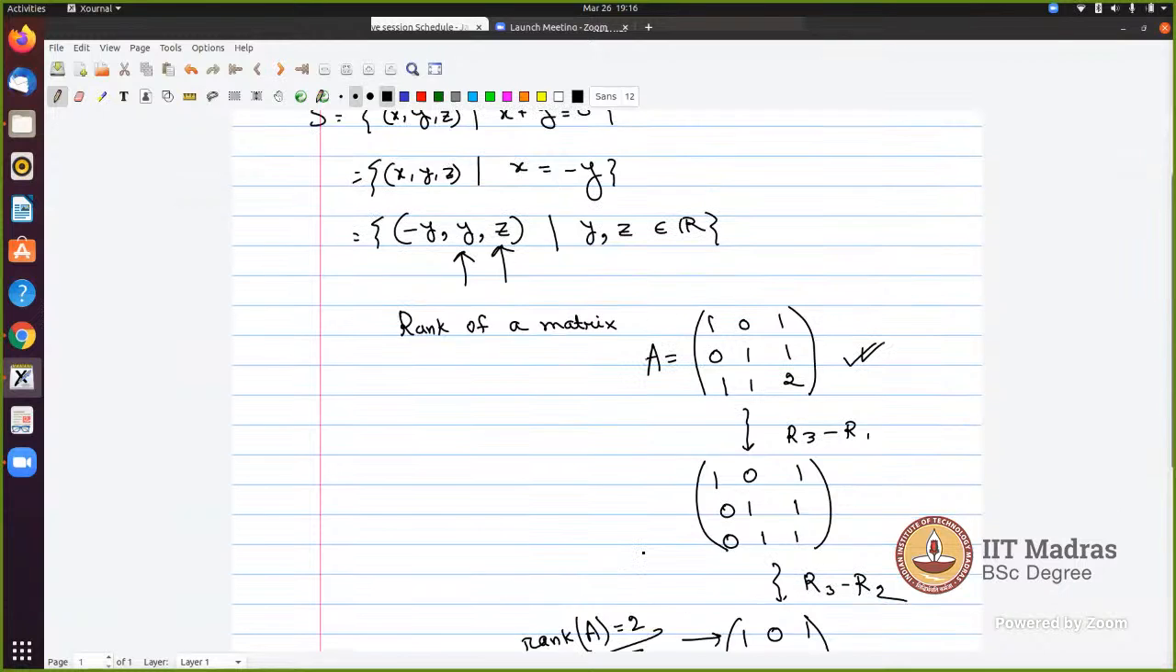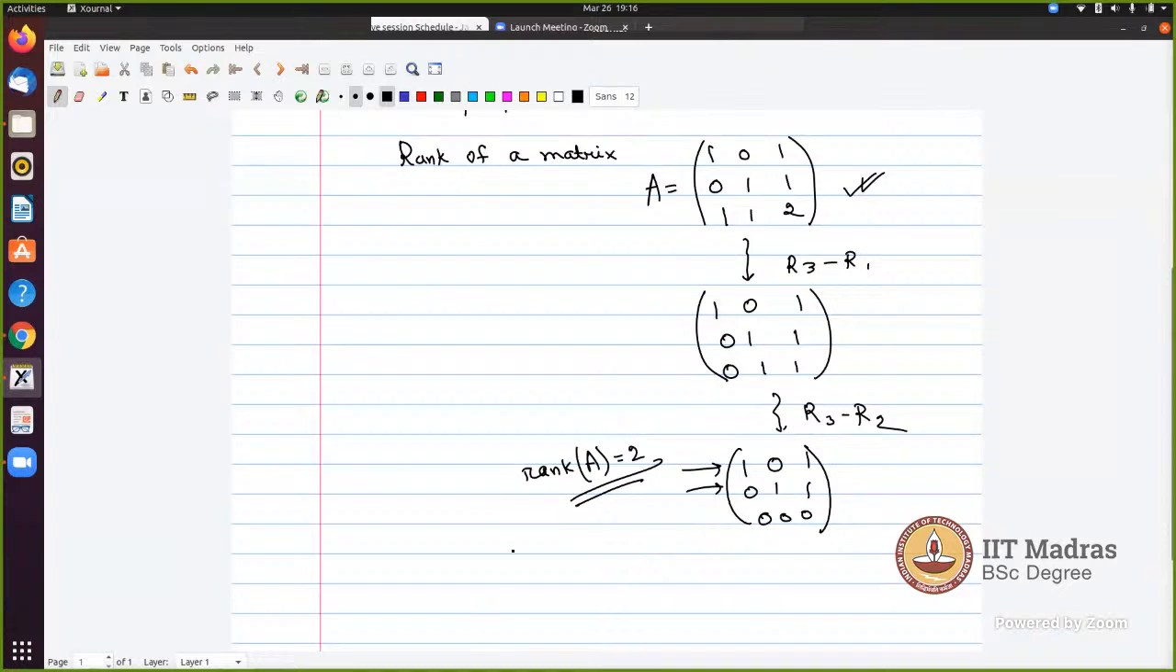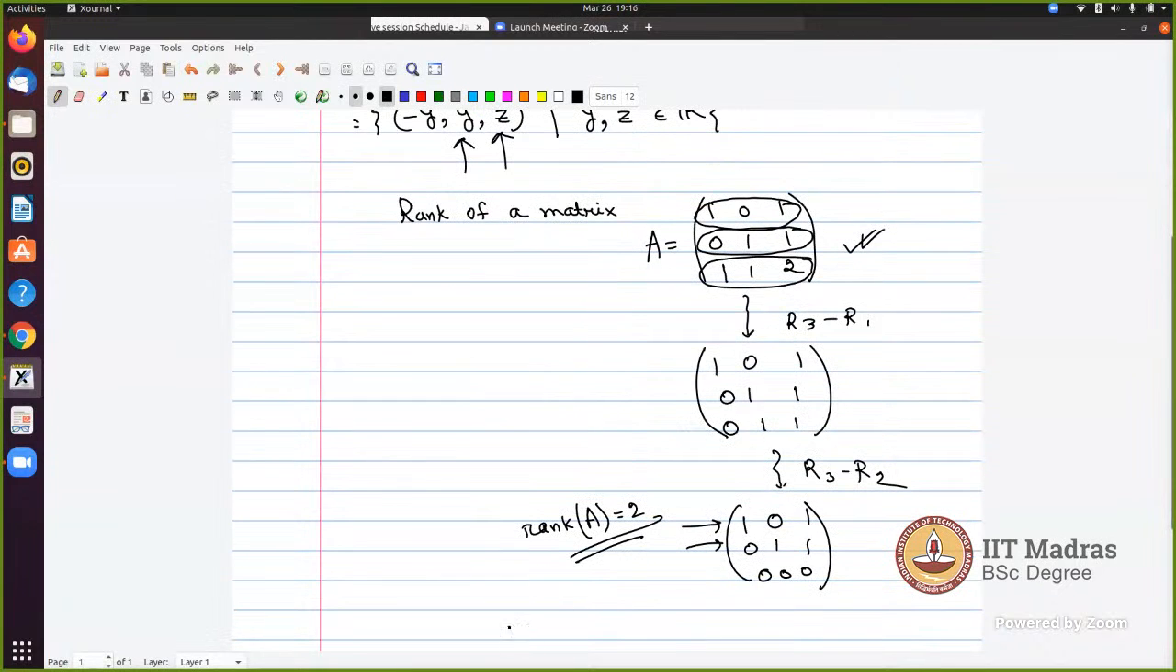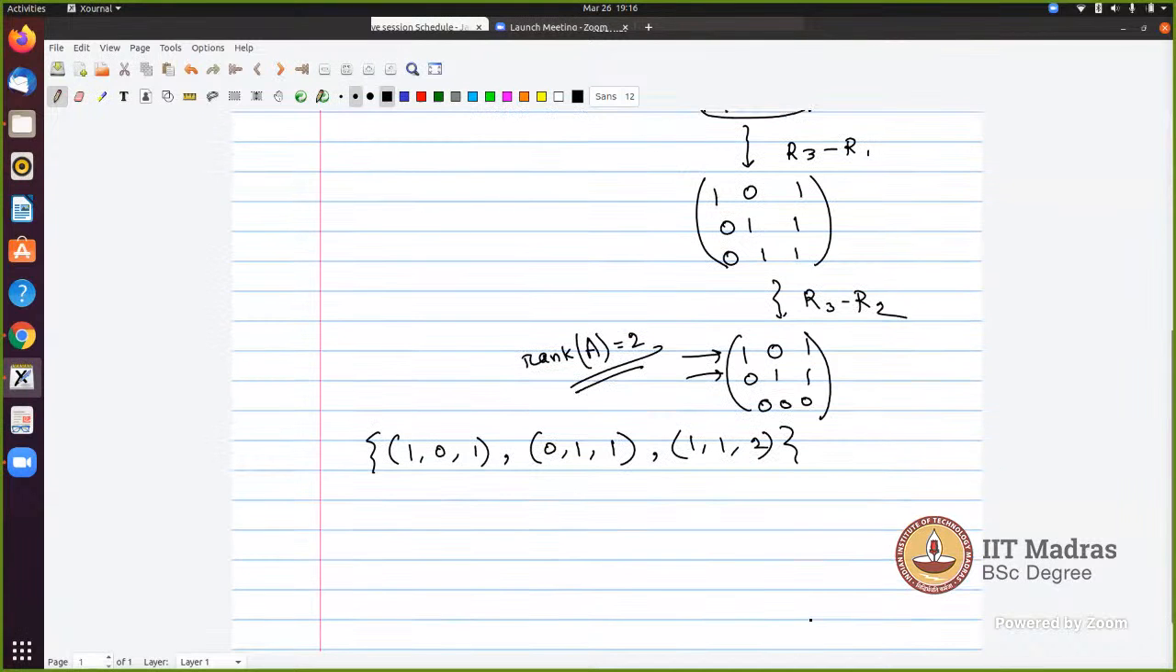Now what does that mean? Suppose I am taking these 3 rows as my vectors. What does it imply? They are linearly dependent. They are not linearly independent. Suppose I am taking these 3 vectors, and I am taking the span of these 3 vectors.